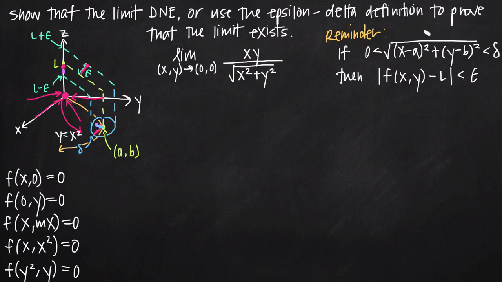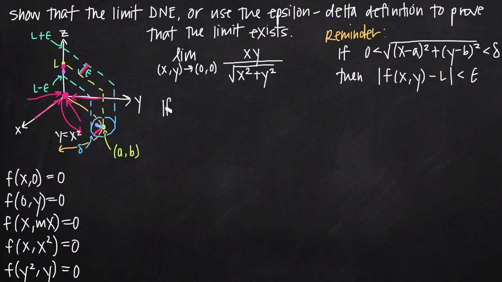We have this theorem here, this formula. If 0 is less than this value, less than delta, then this value is less than epsilon. Well, we know f of x, y, that's our function, and we know a and b. And we even know what we think is our guess for L, right? We think that the limit is equal to 0 because we've gotten 0 for all of these here. So let's go ahead and plug that in and see what we're left with.